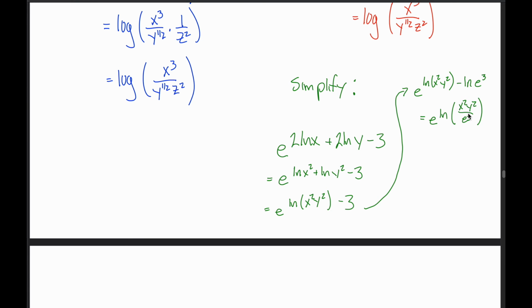Now that I have e raised up to the natural log of something, I can, informally speaking, cancel out the e and the natural log and just get x squared y squared over e cubed as my final answer.